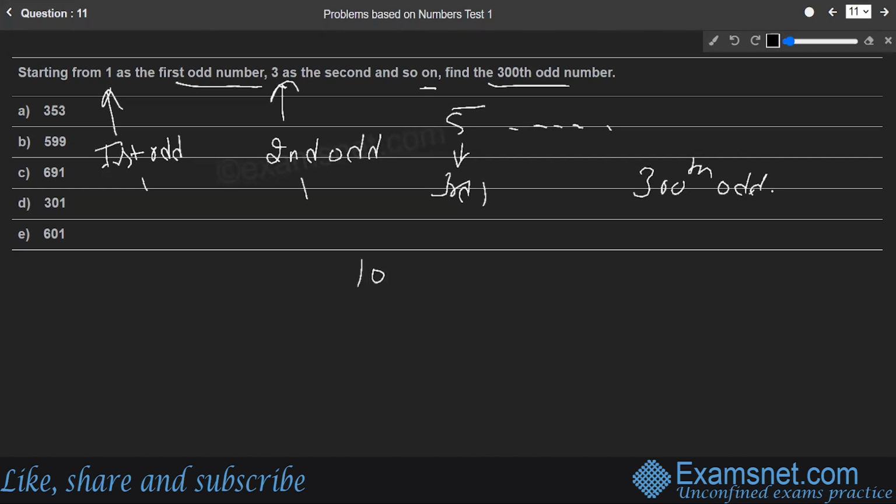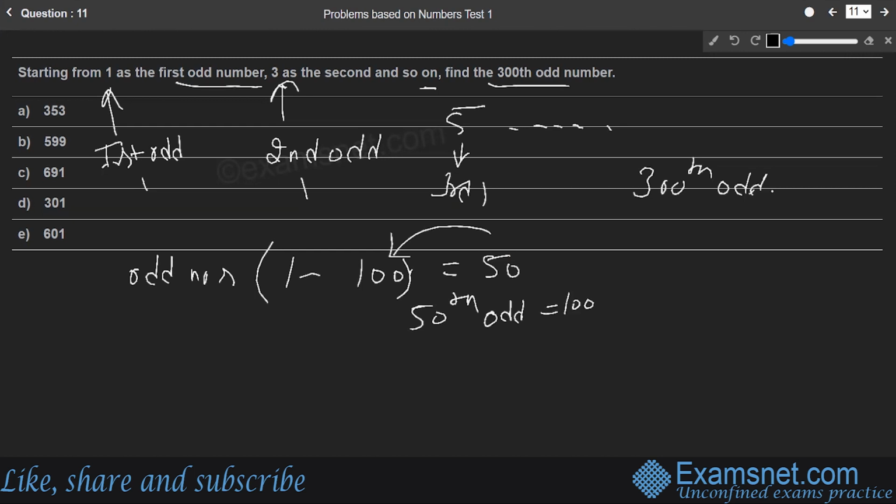So how many odd numbers are there between 1 and 100? Okay, let us try to find out. There are 50 odd numbers. So clearly we can say that if from 1 to 100 there are 50 odd numbers, then the 50th odd number is going to be 100. Okay, 1 to 100 there are 50 odd numbers, and 50th odd number will be 100.